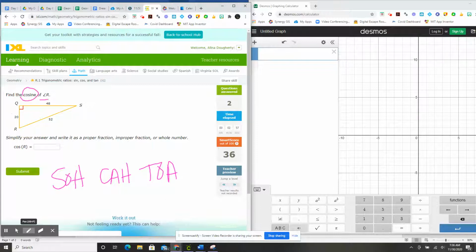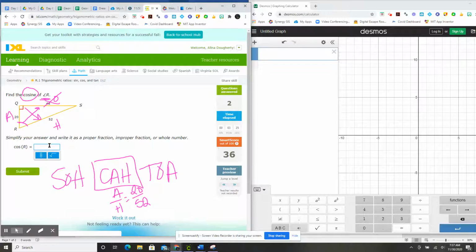We're looking for the cosine, and we're going to start at R. So we're starting at R. We've got the opposite. For cosine, we're not going to use the O, so we don't need that 48. We've got the hypotenuse. That's the 52. And that leaves the 20 for the adjacent. So I'm going to make my ratio A over H, which is going to be 20 over 52.